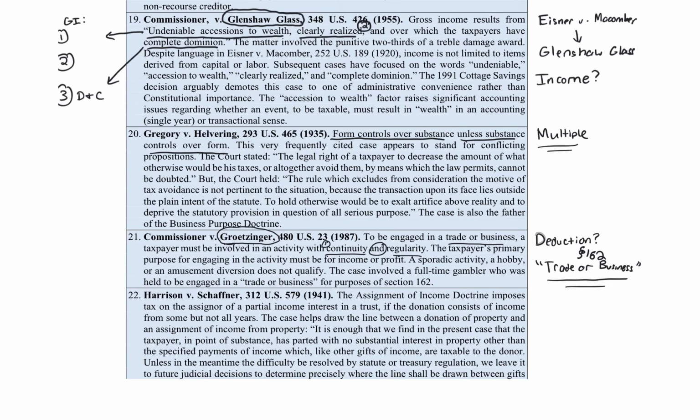Also have to be profit seeking as well, for income or profit. Because you can have activities that aren't engaged in for profit that could be continuous or regular. So continuity and regularity, that's usually where the courts focus when they determine if something is a trade or business versus investment versus personal, right?